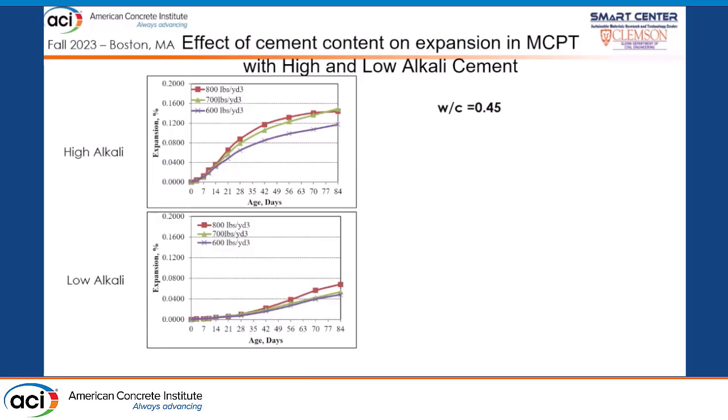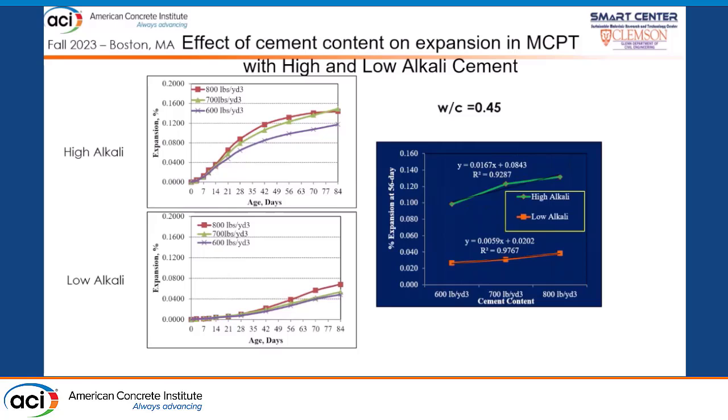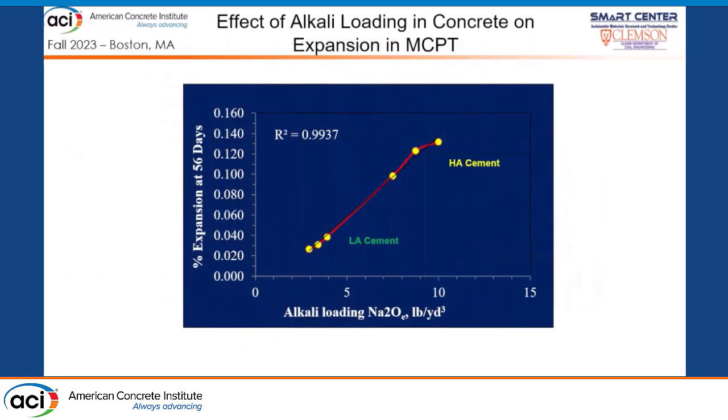So if I were to plot this data, this is what we saw. The expansion curve of the high alkali cement is clearly above the thresholds. The low alkali, they also failed, because just the alkali content of cement is not enough. It is the amount of total cement or the alkali loading in the concrete that is more important. So if you look at these in terms of the cement content versus the 56-day expansion, the low alkali ones are down below, the high alkali ones are up there. If you put both of these together, this is what you get. This is the total alkali loading in concrete versus the expansion at 56 days.